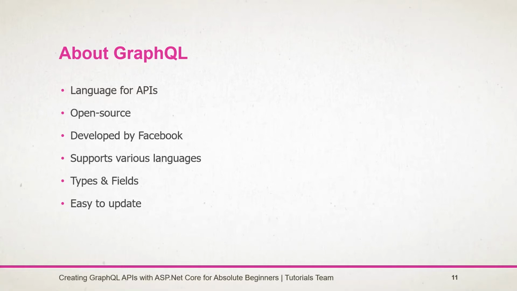GraphQL executes the query using the types you define for your data. We can specify the types supported by the GraphQL service as well as the fields within the type. You can easily add new fields and types to the existing API without changing the front-end code or creating a new version of the API.